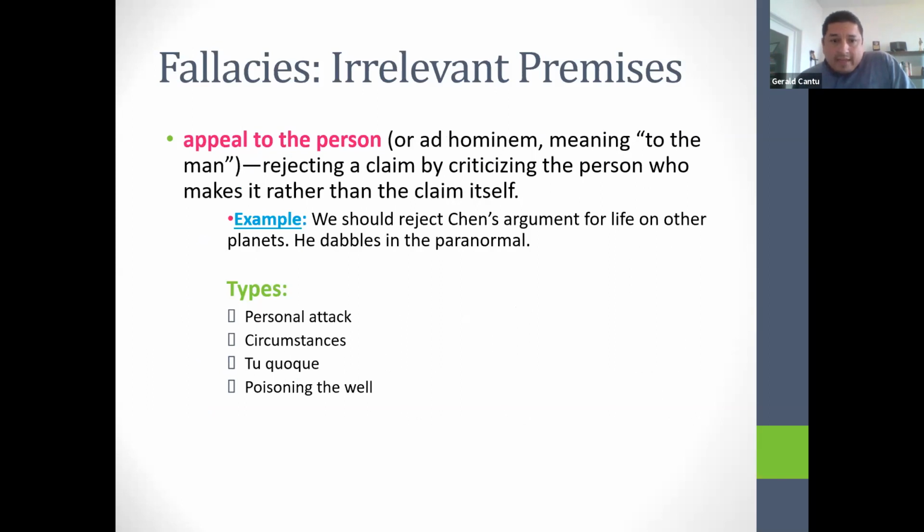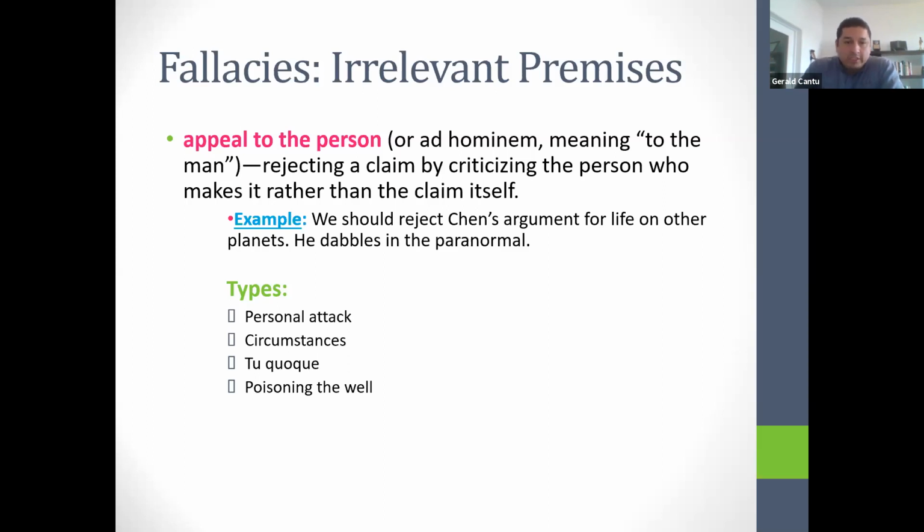Okay, the next type is appeal to the person, and this one is going to have different varieties to it. As we see there on the bottom, there's types. An appeal to the person is what's called an ad hominem argument, and literally it means to the man, right? It's Latin for to the man, and so what you have is an argument that attacks the person making another argument. It rejects a claim by criticizing the person who makes it rather than the claim itself.